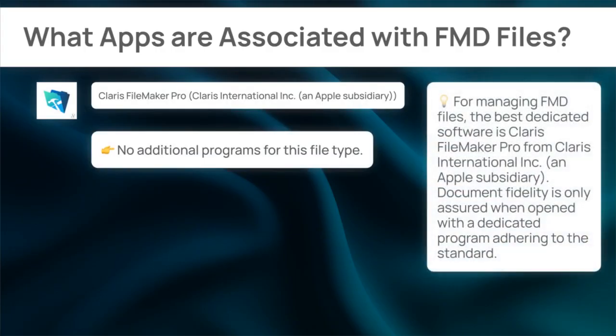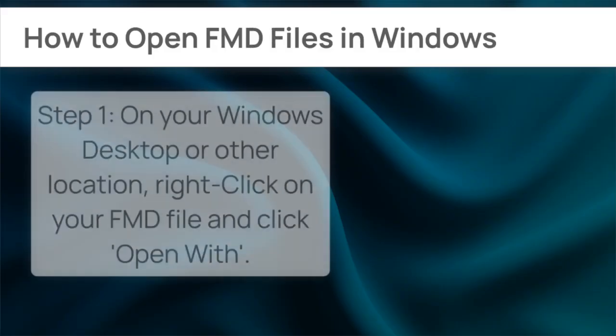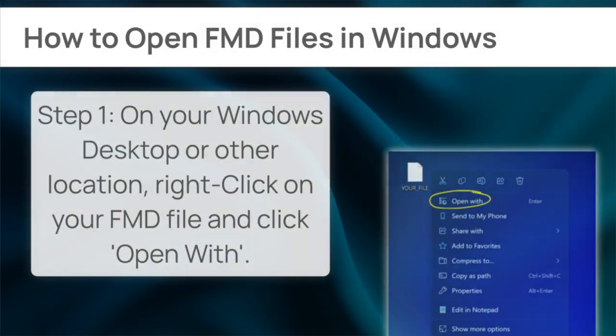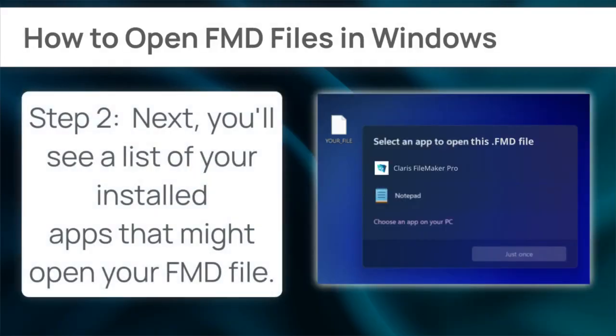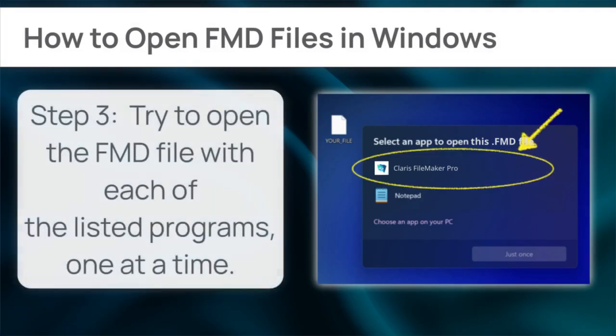Document fidelity is only assured when opened with a dedicated program adhering to the standard. Windows provides no insight into field-level data, so specialized applications must read the file. Open the context menu by right-clicking your FMD file and choosing Open With. Try Claris FileMaker Pro first, as it's the standard. If it doesn't appear, choose another application and continue testing compatibility.